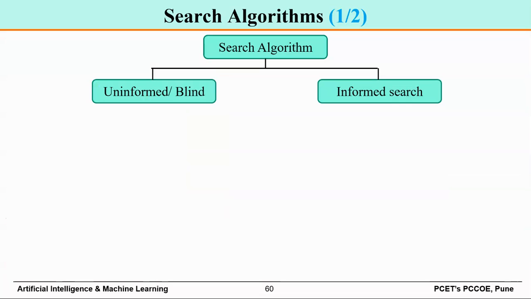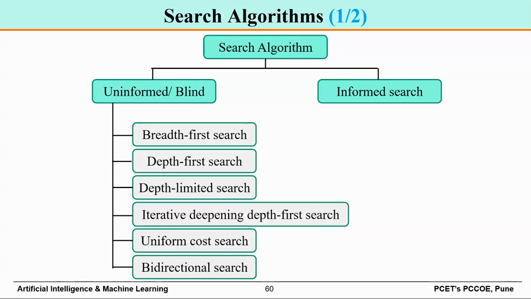Again, when we talk about search algorithms, basically there are two types. First one is uninformed or blind, and second one is informed search. From the word itself we can easily understand, uninformed means for that particular algorithm we don't have initial information. And when we talk about informed search, you will have some initial information. That's it.